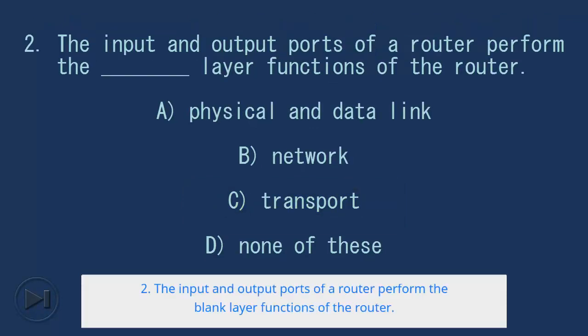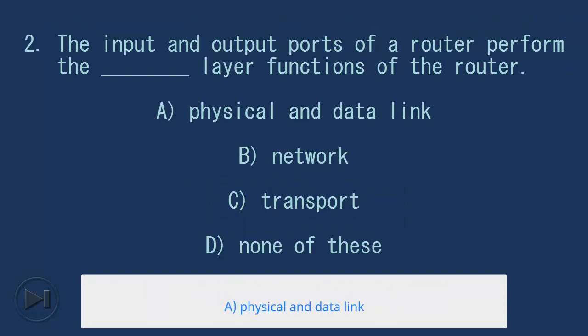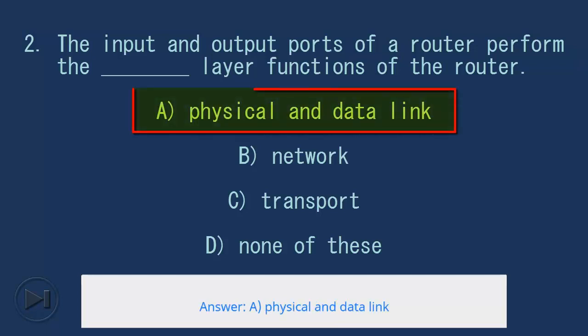2. The input and output ports of a router perform the blank layer functions of the router. A, physical and data link. B, network. C, transport. D, none of these. Answer, A, physical and data link.